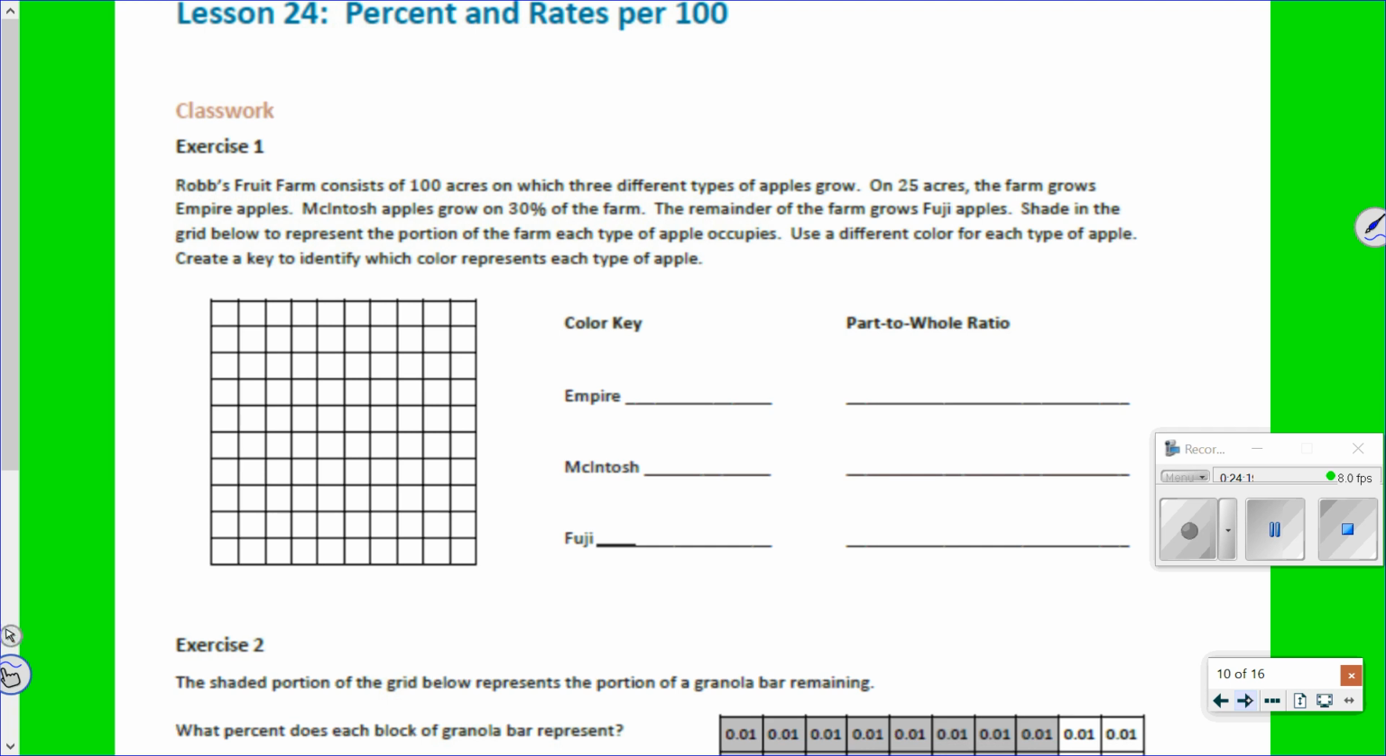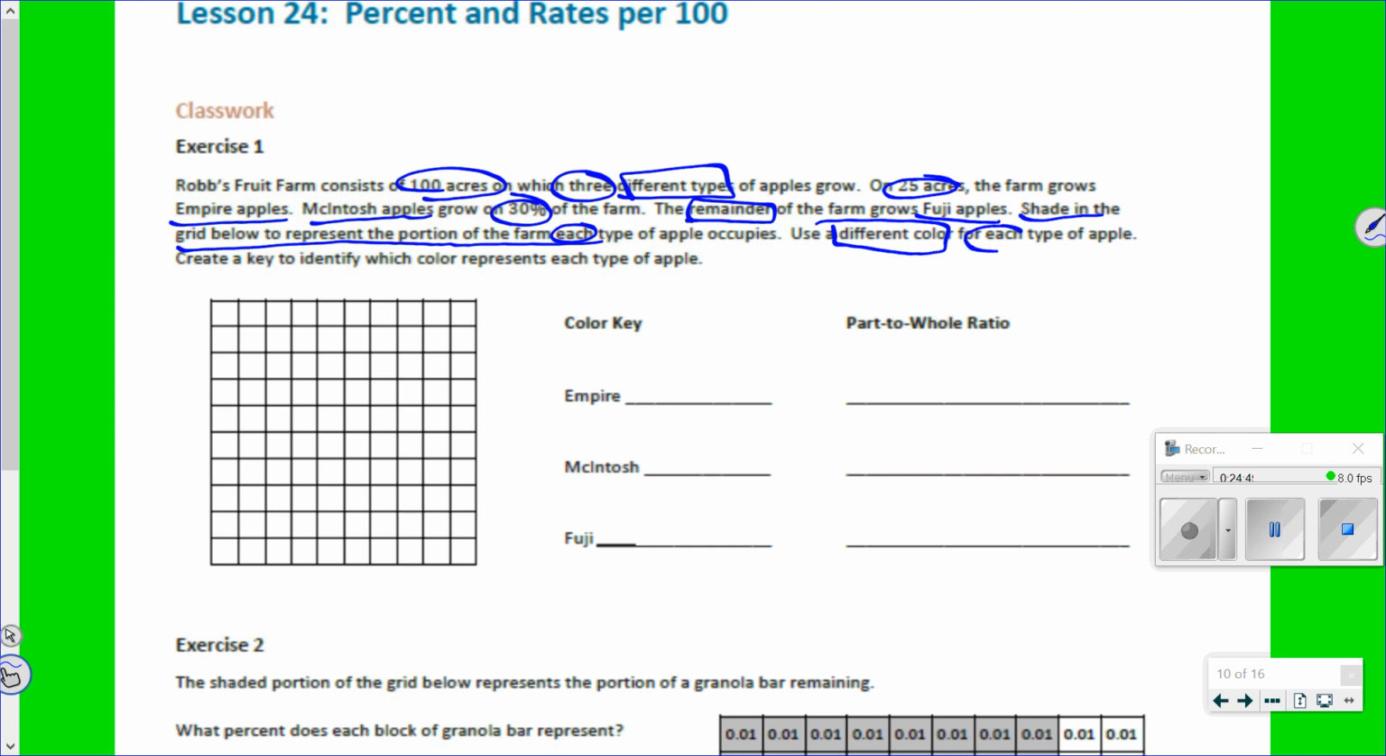The next piece we're going to do is start talking about percent and rates per 100. So a fruit farm consists of 100 acres on which 3 different types of apple grow. On 25 acres, the farm grows Empire apples. Macintosh apples grow on 30% of the farm. The remainder of the farm grows Fuji apples. Shade in the grid below to represent the portion of the farm each type of apple occupies. Use a different color for each type of apple. Okay. Create a key to identify which color represents each type.